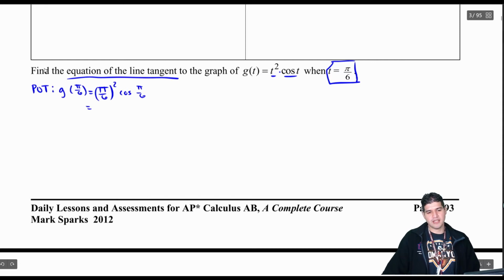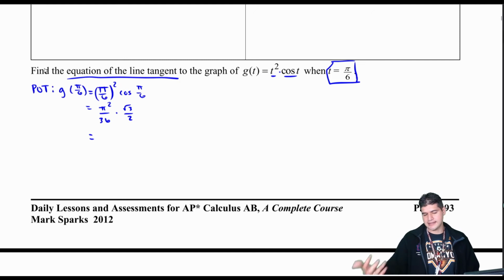All right, so pi over 6 squared, that's going to get me pi squared over 36. And cosine of pi over 6 would be times square root of 3 over 2. And if I simplify this, well, it's not really going to be simplified, but I'll get pi squared square root of 3 over 72.